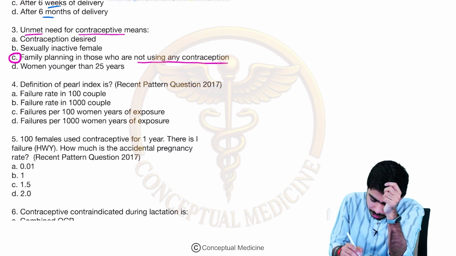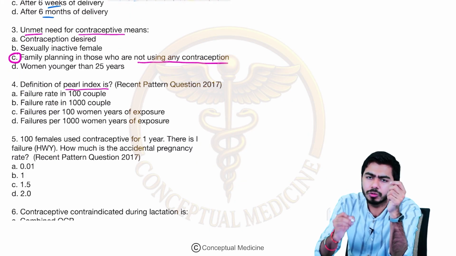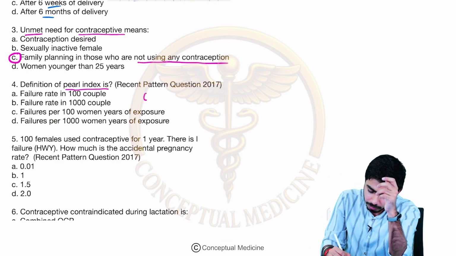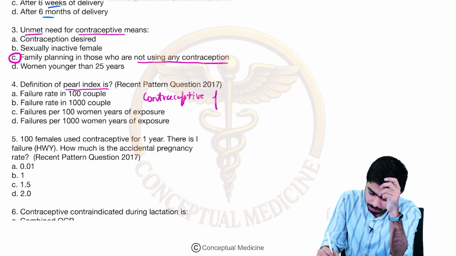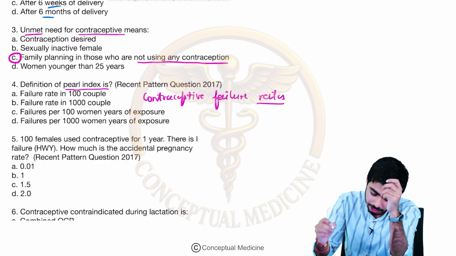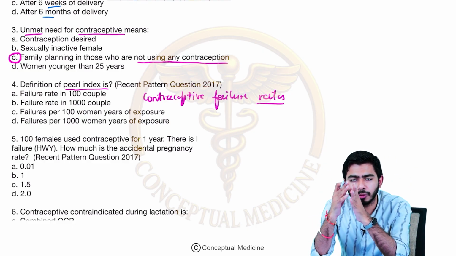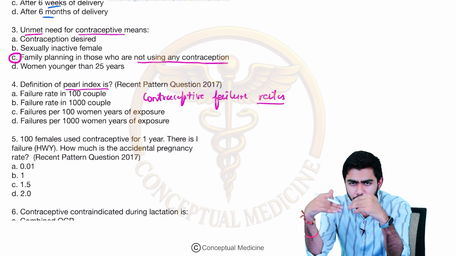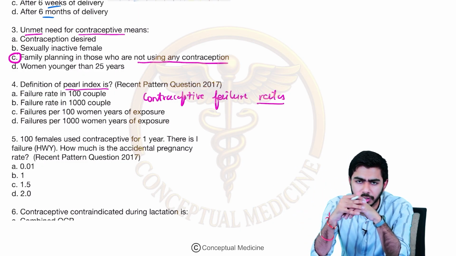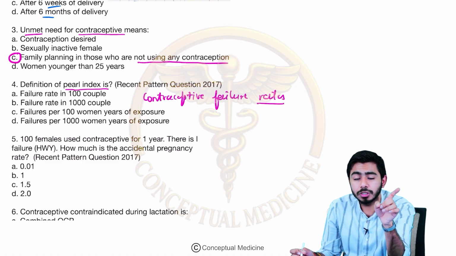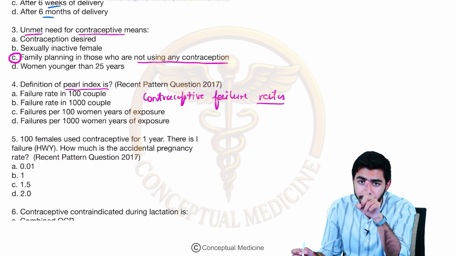Next question, guys, they are asking you the definition of the Pearl index. I told you in the last session that the Pearl index is talking about contraceptive failure rates. And I told you the formula also: number of total accidental pregnancies divided by total months of exposure, multiplied by 1200. And it is always expressed per 100 women years, HWY.